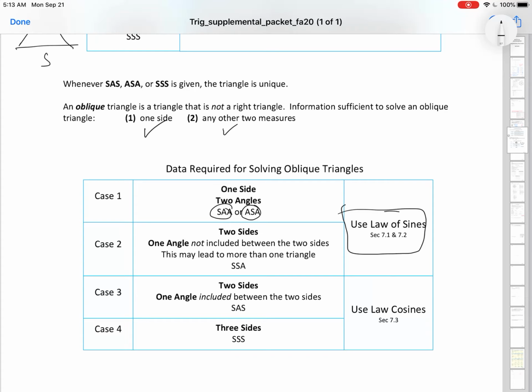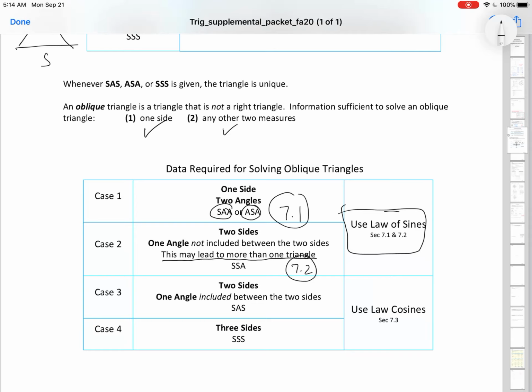If you know two sides and one angle not included between, this may lead to more than one triangle. So if you know two sides and not the included angle, then you can use the law of sines, but it could lead to more than one triangle. That's 7.2, right? This is 7.1, and that's what we'll see in this area today as we talk.